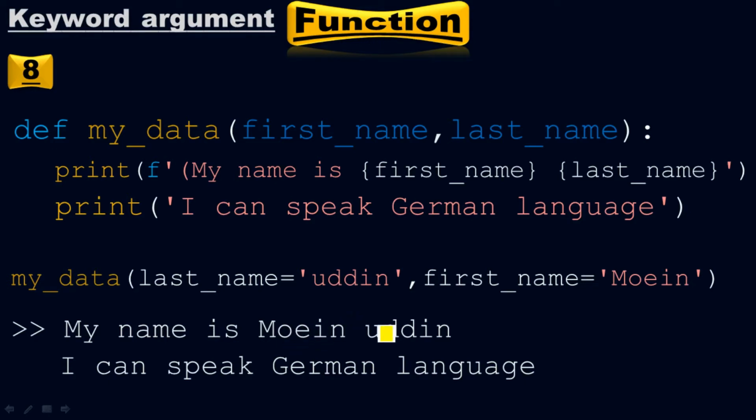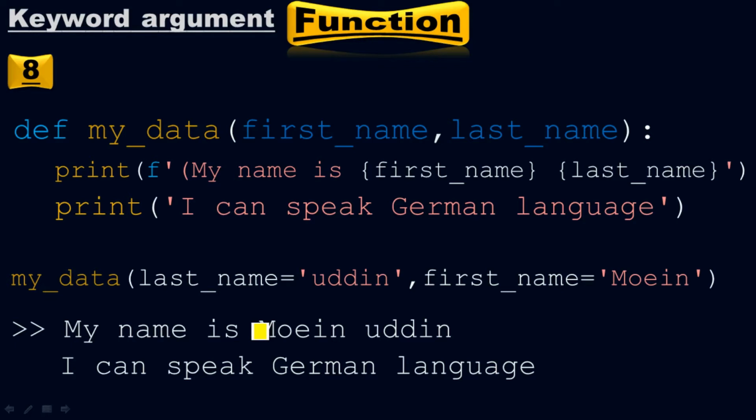So the order doesn't matter. We just change the order of the last name and the first name. For the first name, we put last name, and for the last name, we put first name. When you run it, you will get the proper output. The first name will come first and the last name will come last. So you will get my name is Moinuddin instead of Udin Moein. You will get the proper name Moinuddin. And the other print function, I can speak German language. So it has been proved that in keyword argument, the order doesn't matter.